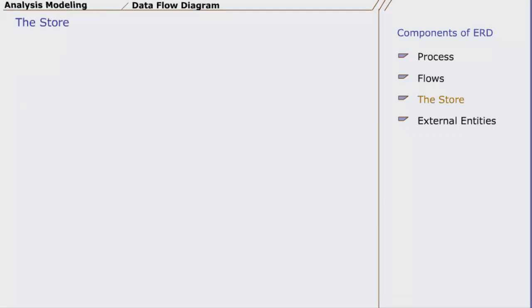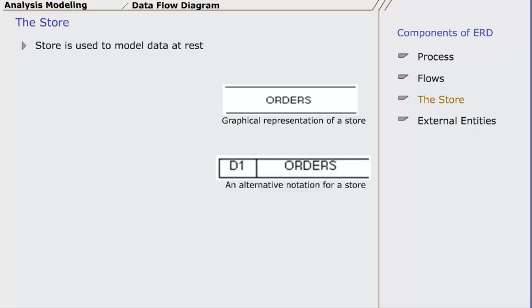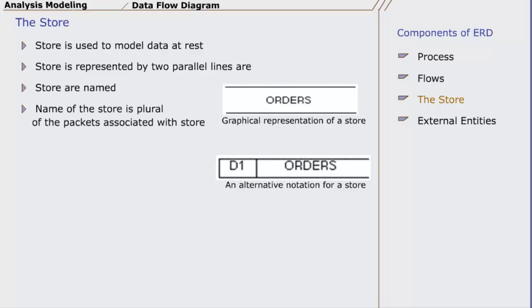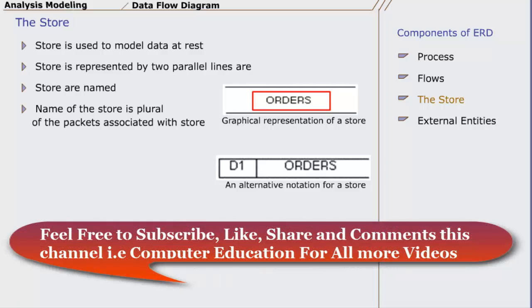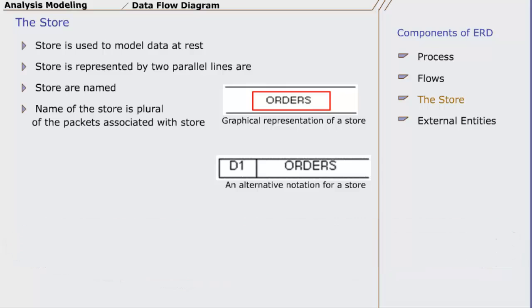The store. The store is used to model a collection of data packets at rest. The notations for a store are shown in the figure. Typically, the name chosen to identify the store is the plural of the name of the packets that are carried by flows into and out of the store.